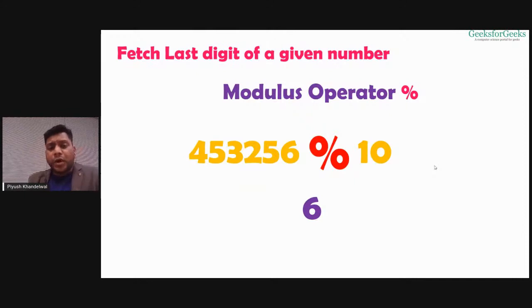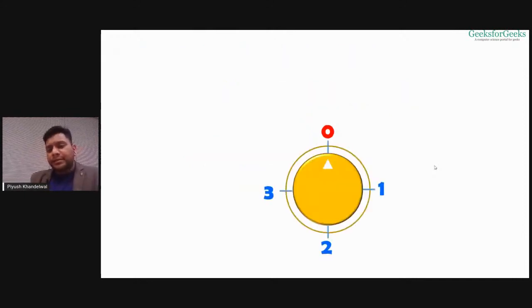Now let's get to another example. You might get an idea. This is a regulator, right? Regulator of a fan, suppose. You might have seen it in your homes. So this regulator has four marks, 0, 1, 2, 3. When I move it once, it starts pointing to location 1. When I move it twice, it points to location 2. When I move it thrice, it points to location number 3. And when I move it 4 times, it again gets back to 0, right?